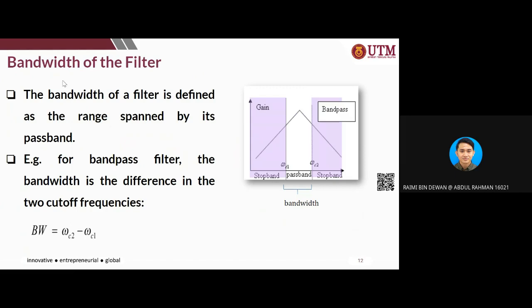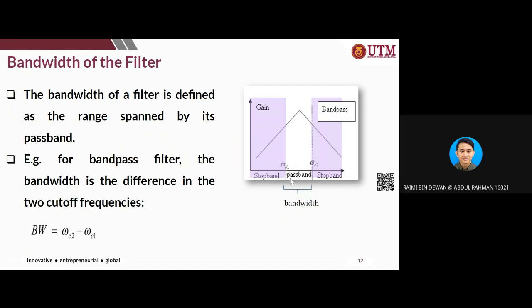Bandwidth of the filters. The bandwidth of a filter is defined as the range spanned by its passband. So bandwidth is the range that is covered by our passband. It means that bandwidth is the operating frequency range that the system is working on. So we don't consider the range that is not working.